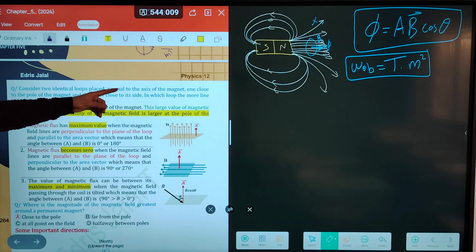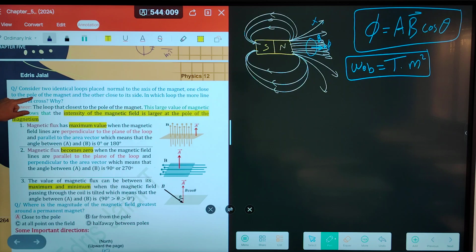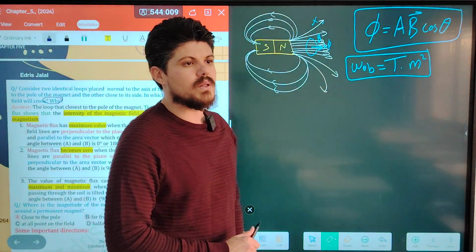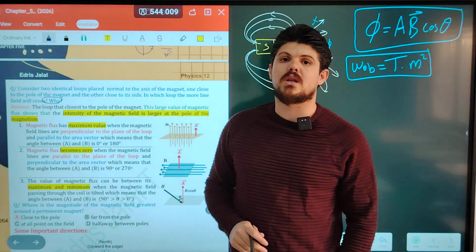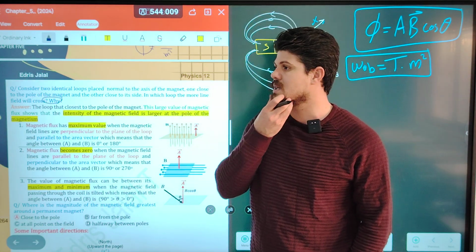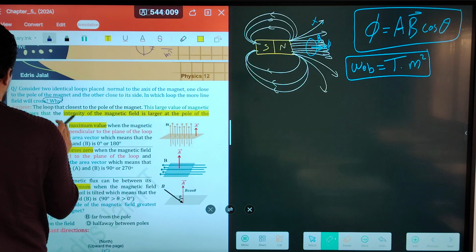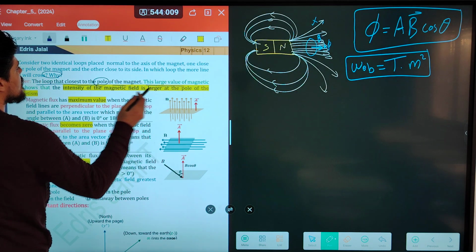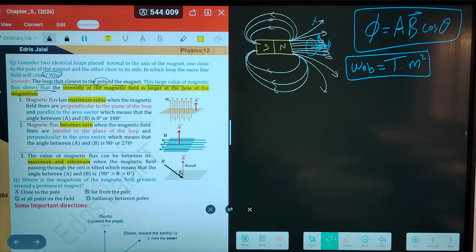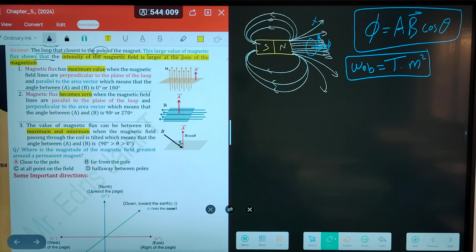Consider two identical loops placed normal to the axis of the magnet, one close to the pole of the magnet and the other close to its side. In which loop will more lines cross the loop? Absolutely in the one at the pole. Why? Because near the poles there is a lot of magnetic field, and the magnetic field lines are concentrated in the loop that is close to the pole. The large value of the magnetic flux shows that the intensity of the magnetic field is larger at the pole of the magnet.